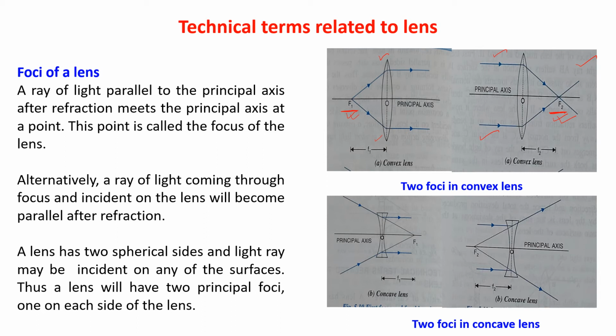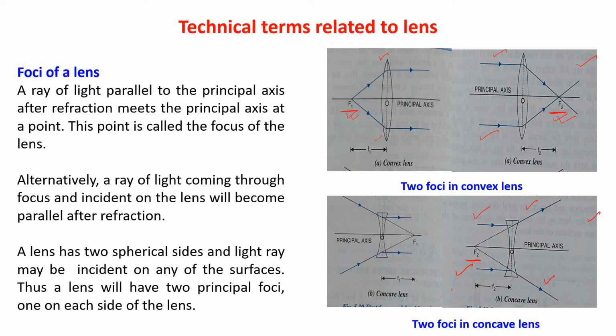In the case of a concave lens, the two rays, this one and this one, are incident on the concave lens, and after refraction, these two rays move in a divergent direction. If we extend these two divergent rays in the backward direction, they will appear to meet at a point. This point is known as the focus.